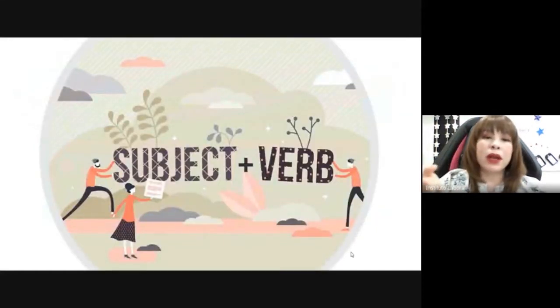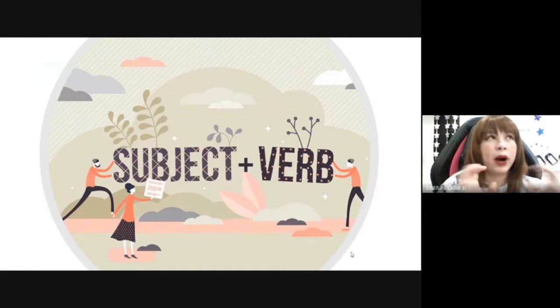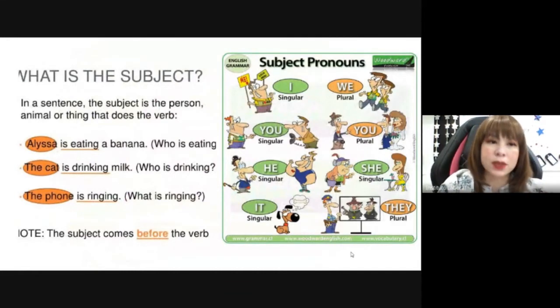When we talk about a sentence, there are two parts that we need to take into consideration: the subject, who does the action, and the verb, what is the action. With that combination of a subject plus a verb, we can make a sentence. What is the subject? In a sentence, the subject is the person, the animal, or thing that does the verb. For example, Alisa is eating banana. Who is eating banana? Alisa. In that case, the proper name Alisa is the subject of the sentence.